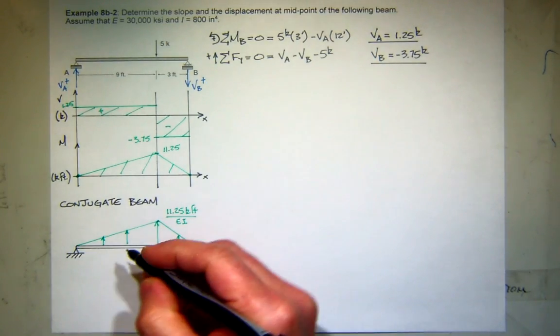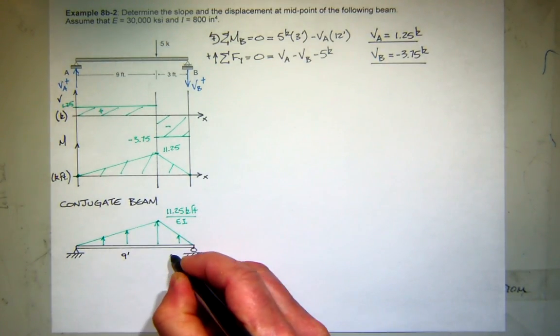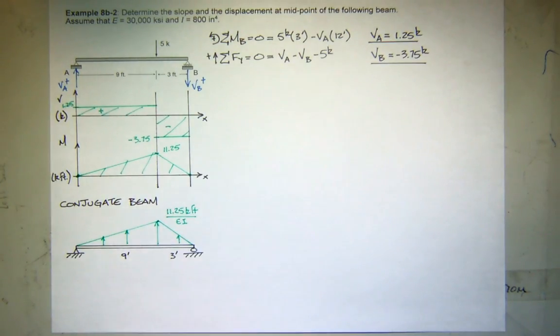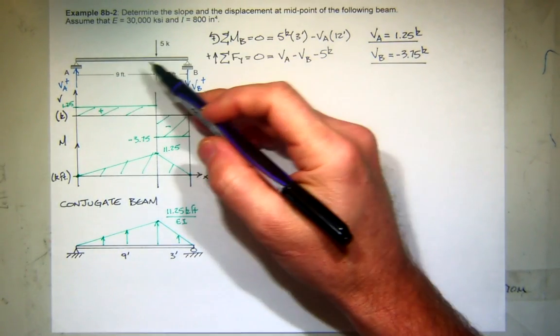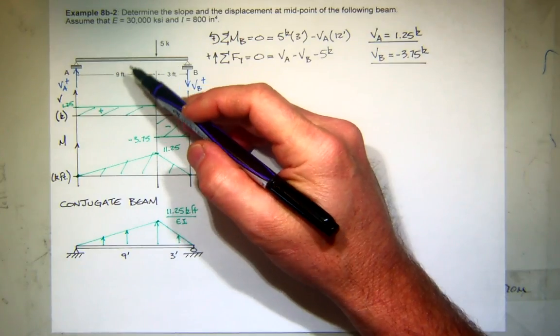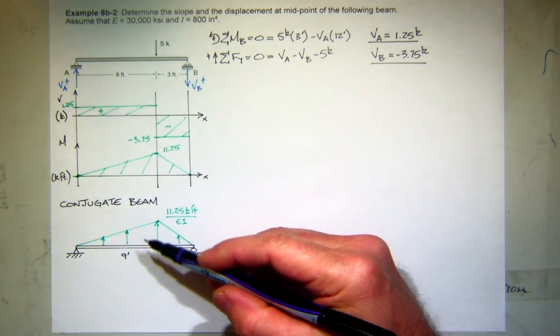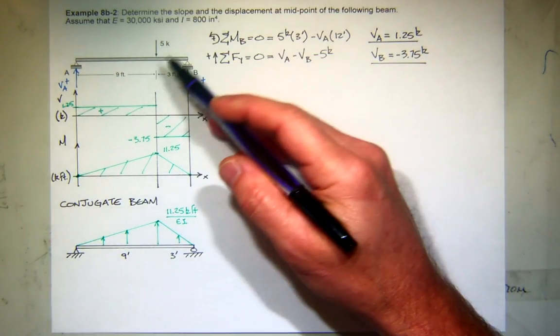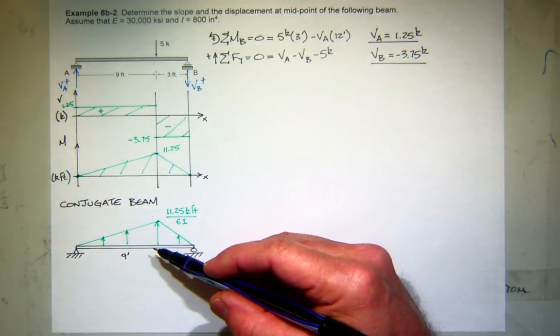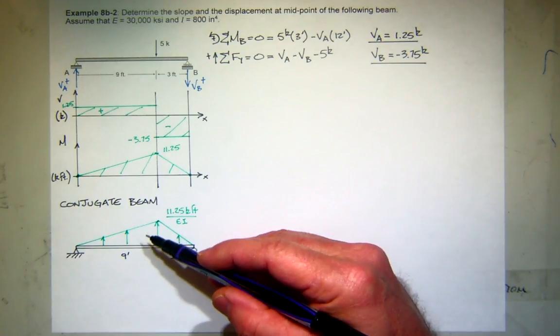And we still have the same geometry. This is still going to be 9 feet and 3 feet. So now this is the problem you're working on. Everybody see that? So let's go ahead and use that particular location to think about how we're going to solve the problem. Remember, the problem wants the slope and displacement at the midpoint in the real beam. So slope in the real beam is what in the conjugate beam? Shear. And displacement in the real beam is what in the conjugate beam? Moment.